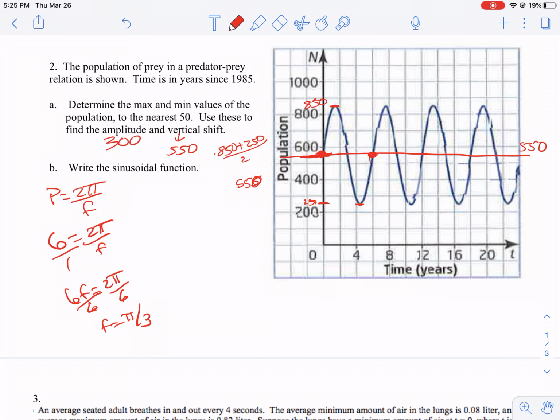So there's our frequency. So our equation is y equals amplitude 300 sine frequency with an x plus the vertical shift.